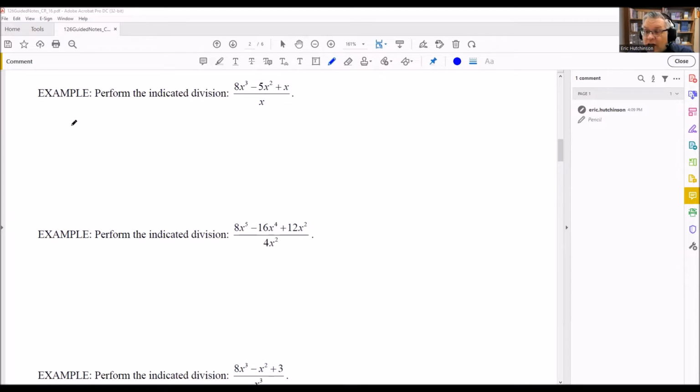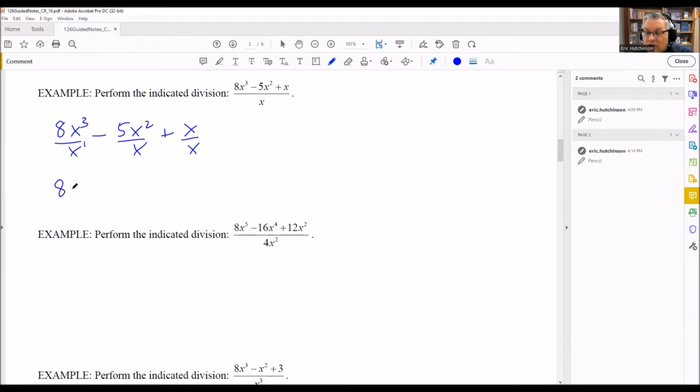So we're going to do 8x cubed over x, then minus 5x squared over x plus x over x. So everything on top is being divided by x. And so now we're going to simplify all that. All right, so we're going to subtract the powers, top one minus the bottom one.